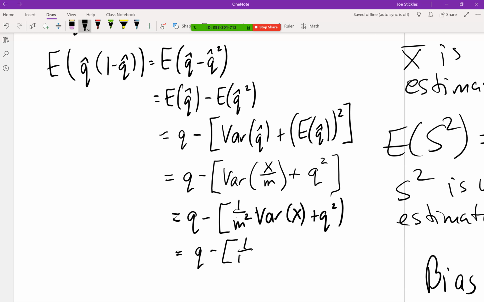Variance of x, well, we already said that x is a binomial random variable. So we know how to calculate its variance. The variance for that is m times q times 1 minus q. And notice that one of our m's will cancel there.